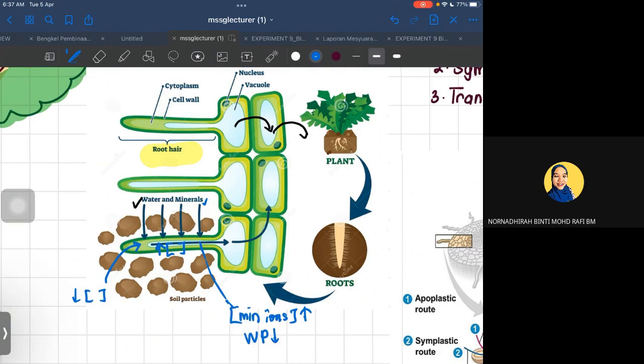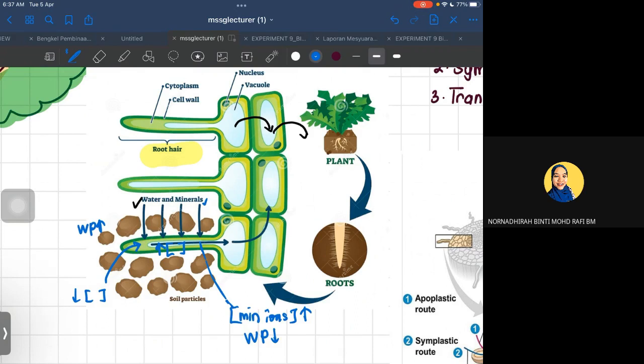Okay, dia akan jatuh. So kalau kat dalam root hair cells the low water potential, so kat mana yang tinggi? Of course nearby soil. So nearby soil has higher water potential, then what will happen? Water will move from high water potential to the low water potential. So here the movement of water is from the nearby soil to the root hair cells.